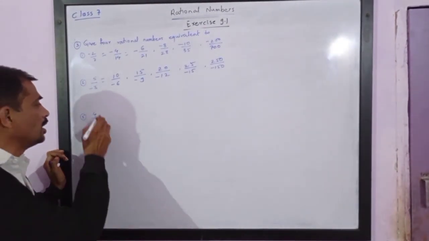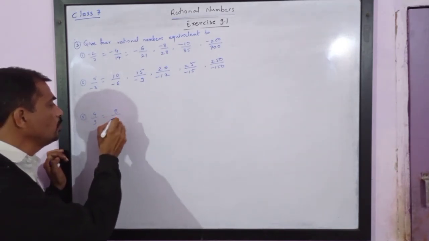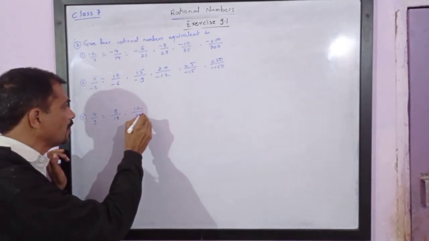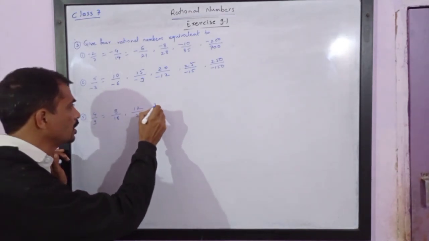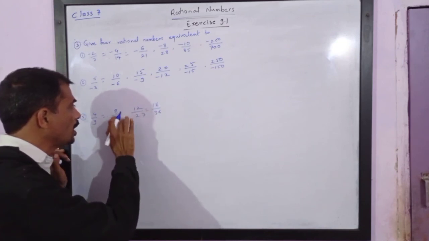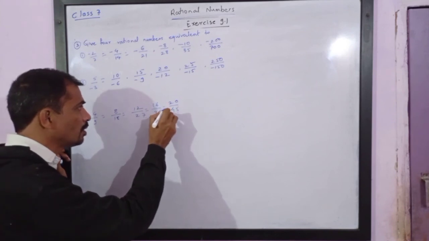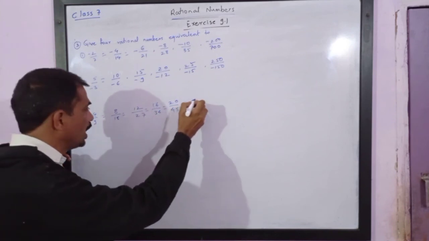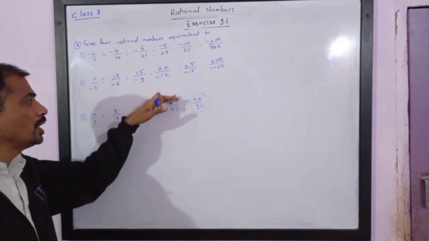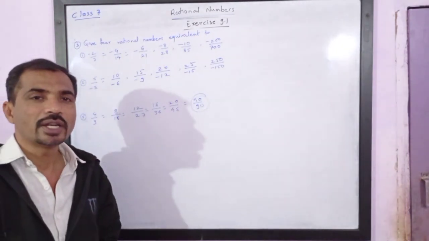Next is 4 upon 9. So this is equal to, if you multiply by 2, we will get 8 upon 18. If you multiply by 3, you will get 12 upon 27. If you multiply by 4, you will get 16 upon 36. If you multiply by 5, we will get 20 upon 45. Even if you multiply by 10, we will get 40 upon 90. This is also an equivalent fraction. Please note, numerator and denominator both must be multiplied by the same number to get equivalent rational number.